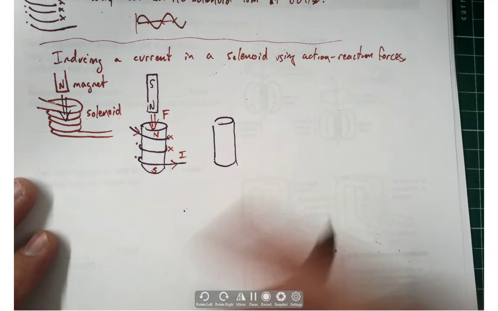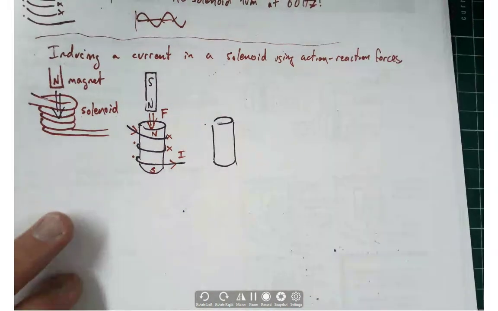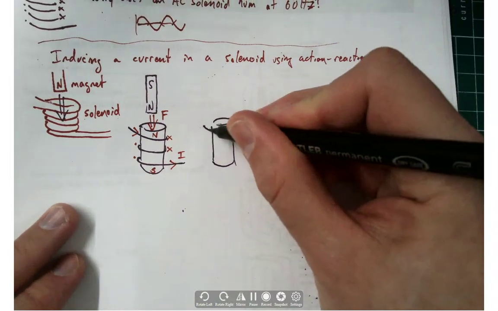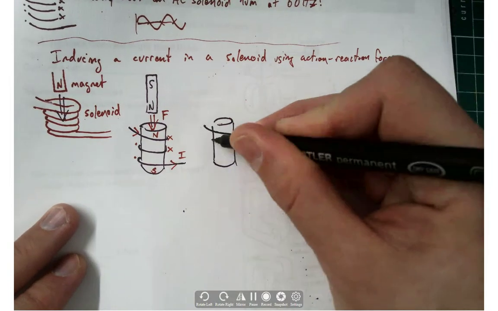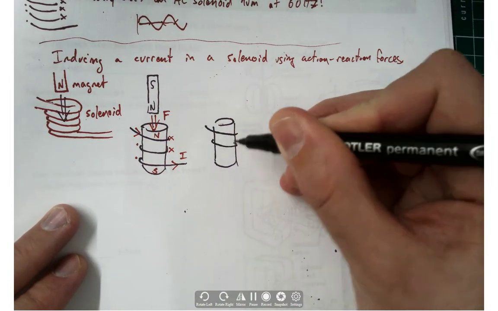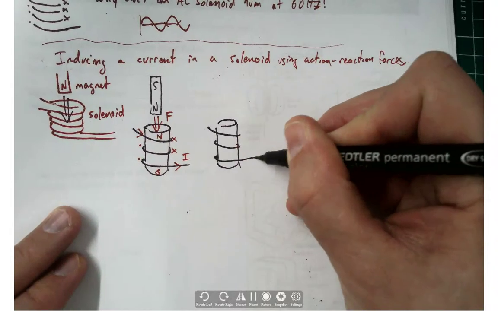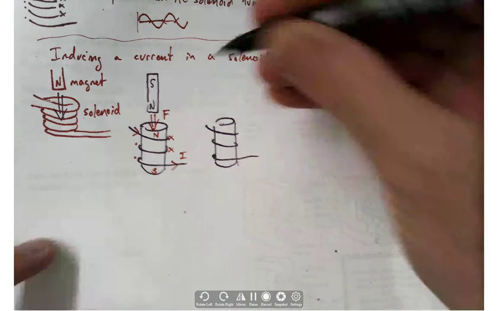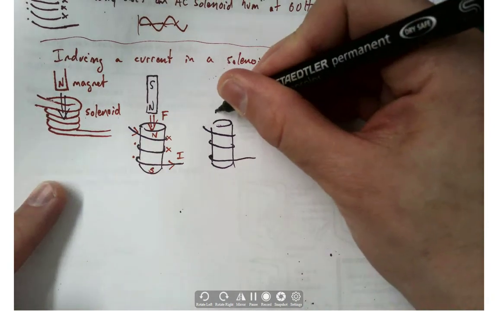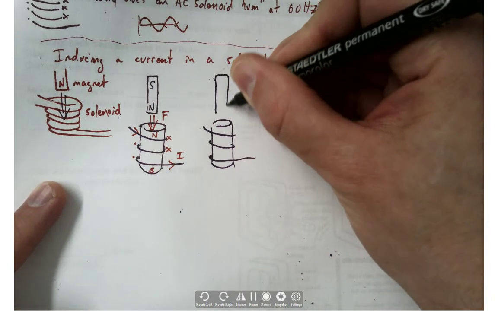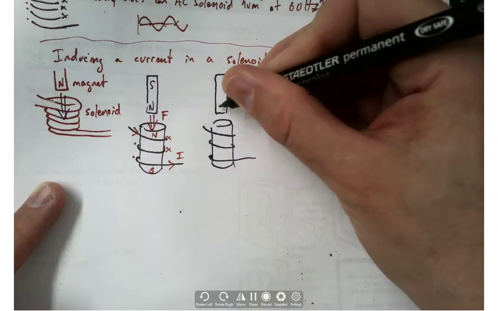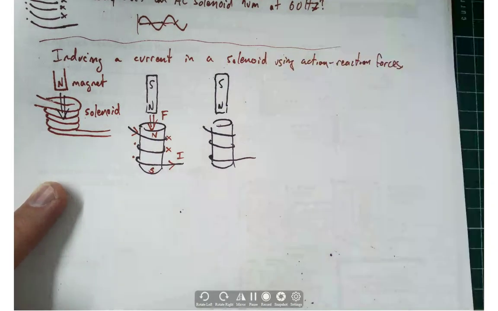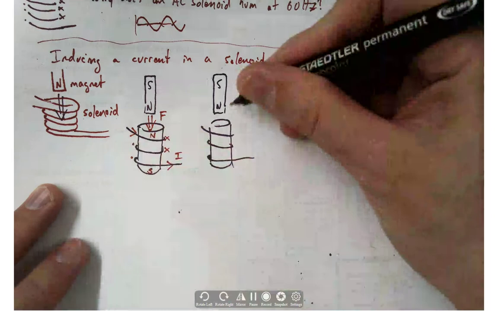I'll draw the same coils. So it's the same setup. Okay? Only this time I want to change the input. Last time the input was to shove a north in. This time I want to say same bar magnet, but let's just say it was in there a moment ago and I yank it out.